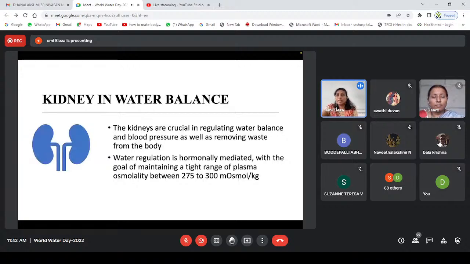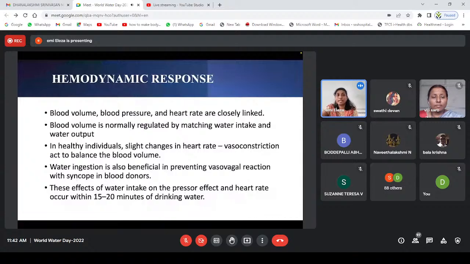As we know, blood volume, blood pressure, and heart rate are closely linked. Blood volume is normally regulated by matching water intake and water output. In healthy individuals, with a slight change in heart rate, vasoconstriction acts to balance the blood volume. Water ingestion is also beneficial in preventing vasovagal reaction with syncope in blood donors. These effects of water intake on blood pressure and heart rate occur within 10 to 20 minutes of drinking water.